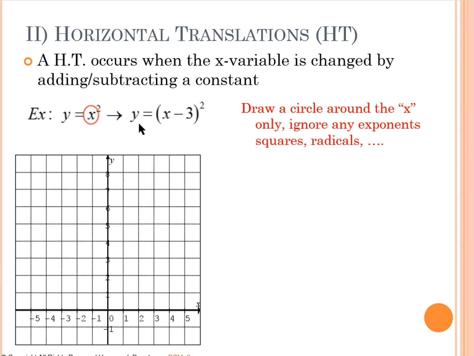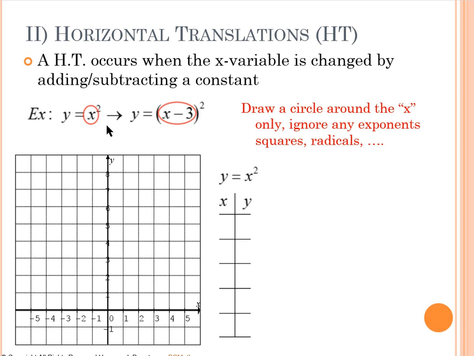All right, so when we have y equals (x minus 3) squared, notice that my x has been changed from x to x minus 3. Since the x variable is being changed, that is a horizontal translation. Let's graph y equals x squared, and then we'll graph y equals (x minus 3) squared, and we'll see what kind of translation happened.